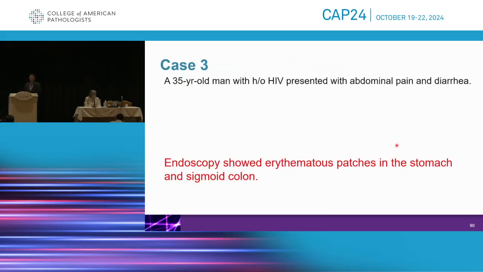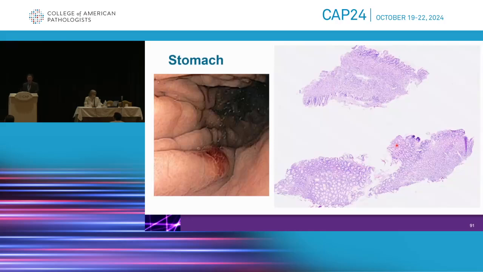So let's move to case 3. This is also with very subtle changes. This patient is a 35-year-old man with history of HIV who presented with abdominal pain and diarrhea. That's the indication. On endoscopy, they found something. You can see the endoscopy showed erythematous patches in the stomach and the sigmoid colon. You can see the stomach here. You can see a red patch here.